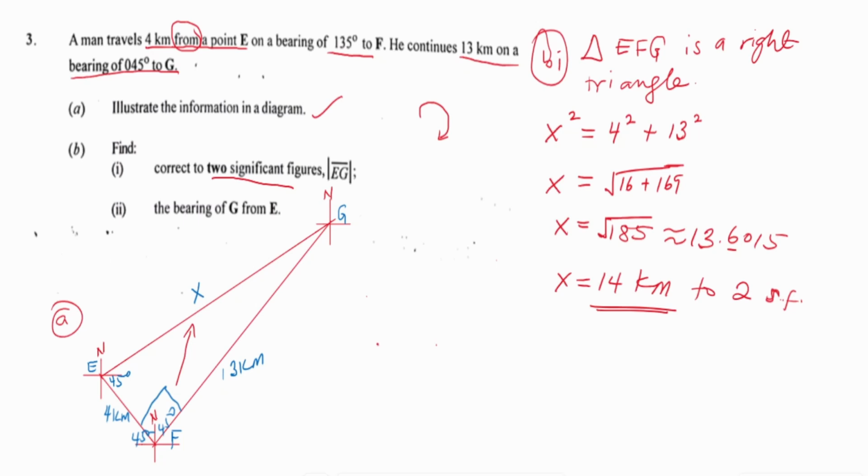Now let's go to I. The bearing of G from E. Again, this time our starting point is the point that comes after the "from". So we are talking about E. G from E, that means we are calculating here, since our bearing is in clockwise direction. So this is the angle we are solving for.